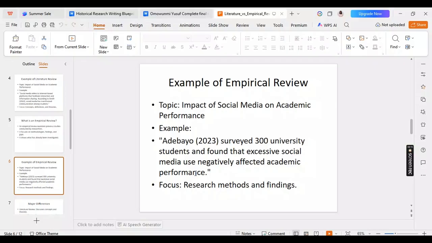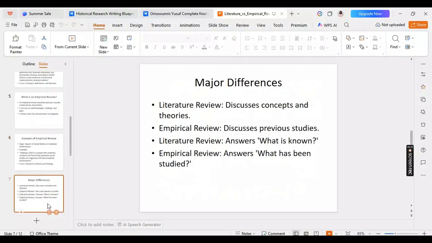You see this one. That one was telling you what the man said in the literature review. Then the empirical review is now quantifying it for you. This is what this person did, this is what he found out. So he is telling you the research method and also the findings, which is very good.